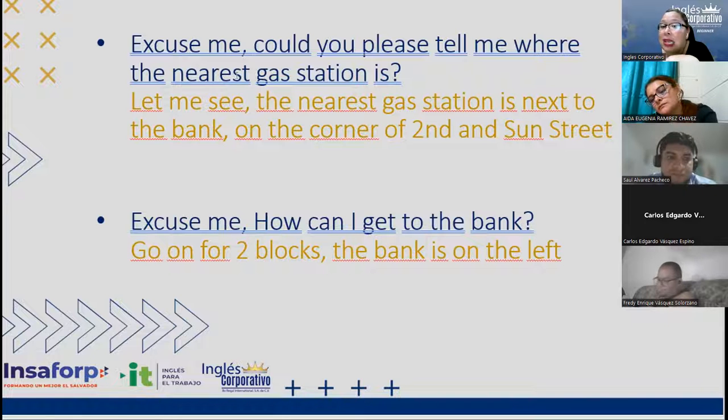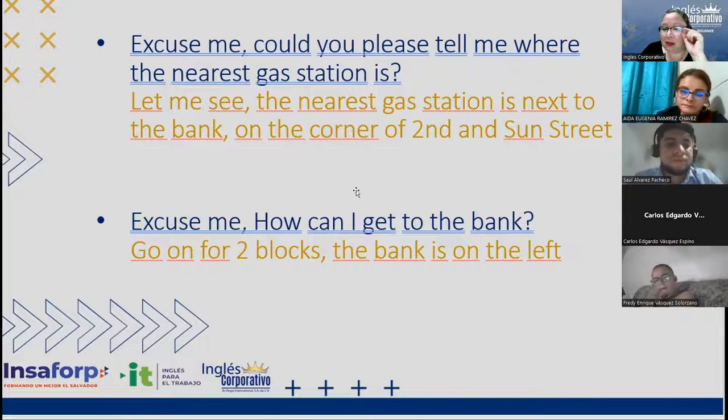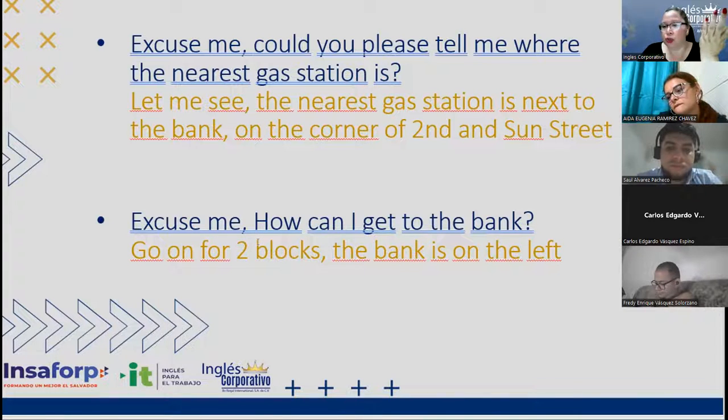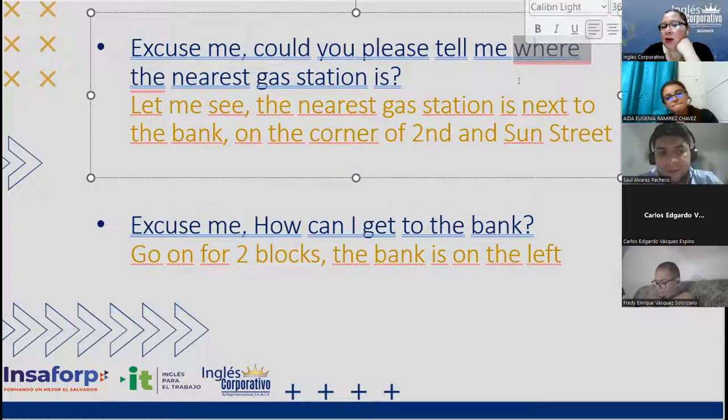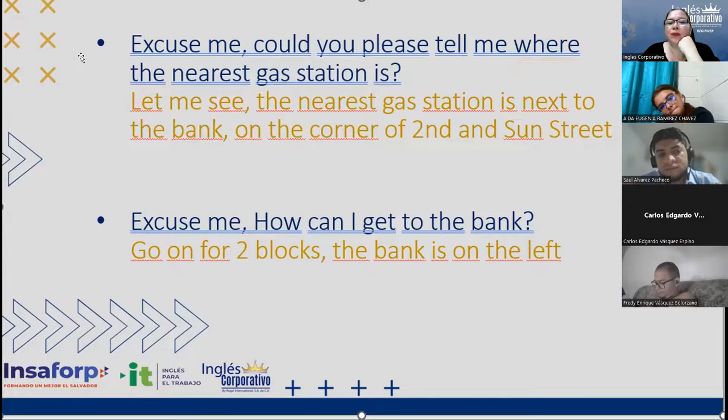Esto se llama ubicación, location. Aquí no me están diciendo cómo llego yo ahí. Ahora, en esta otra no me están preguntando la ubicación. Ellos conocen la ubicación, no saben la dirección, pero están preguntando, how can I get to the place? En este estoy pidiendo direcciones y en este estoy pidiendo la ubicación. Location and directions. Veamos la pregunta. En esta de location usamos where. Excuse me.